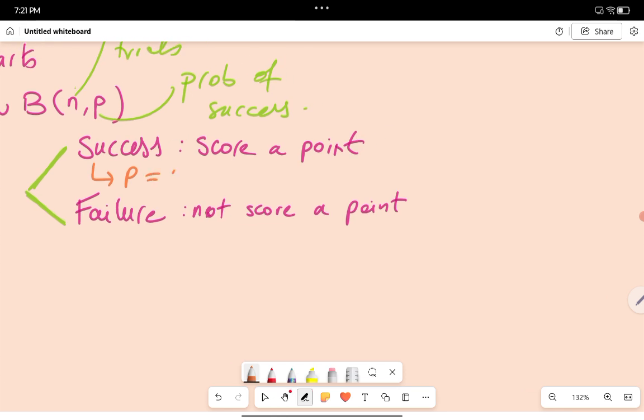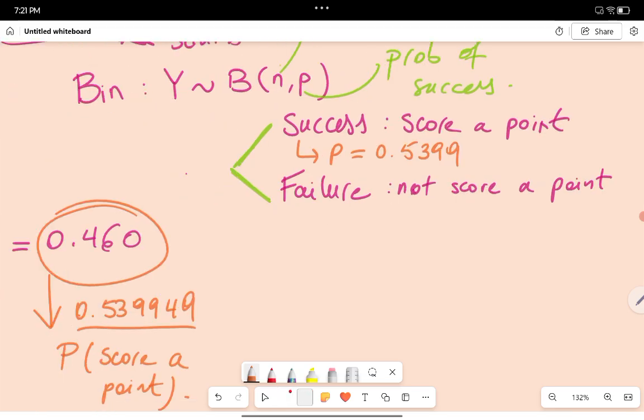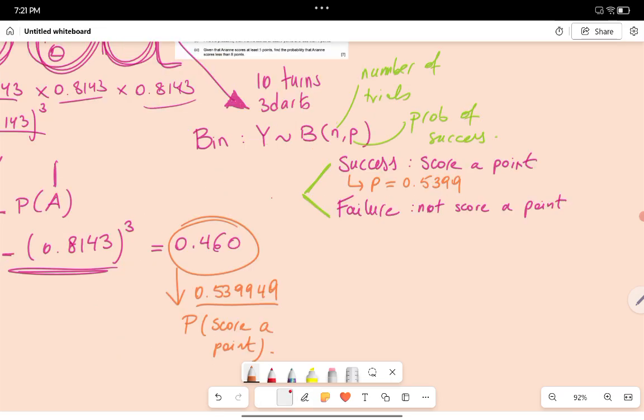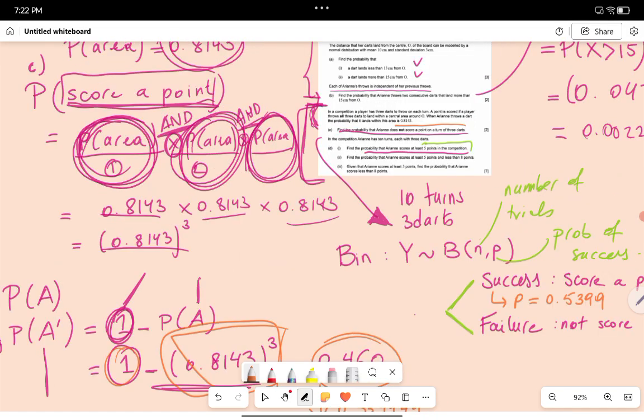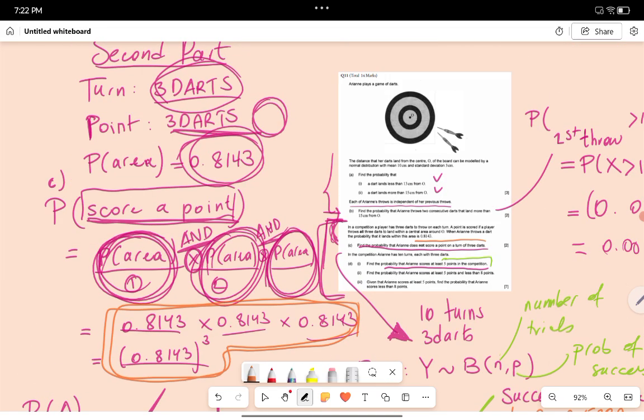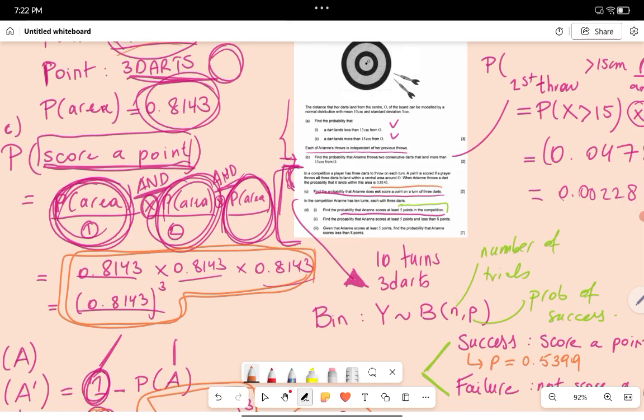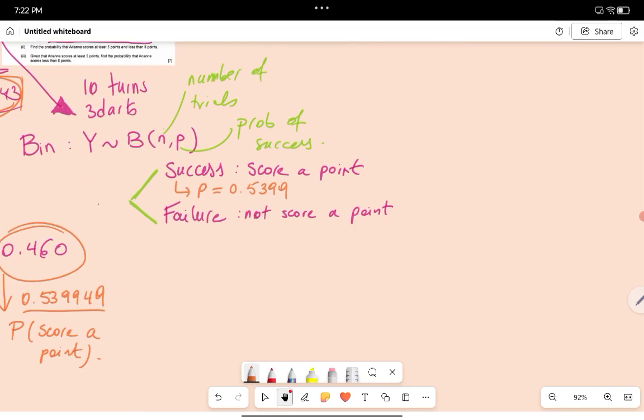This is 0.5399. And again, how did we find this one? So not scoring a point was 1 minus. So scoring a point was this. And that is actually this, right? We need the 3 darts to fall within the area. So this is the probability of scoring a point. Scoring a point was defined by having the 3 darts fall within the area. Okay, so we have our probability of success.